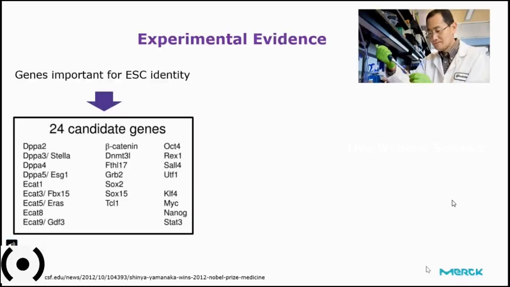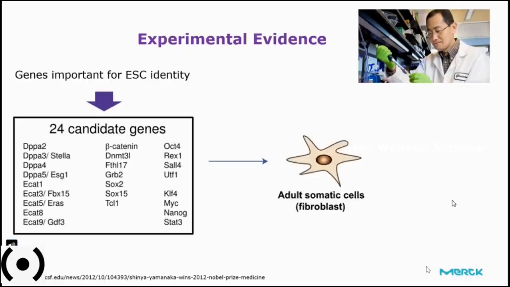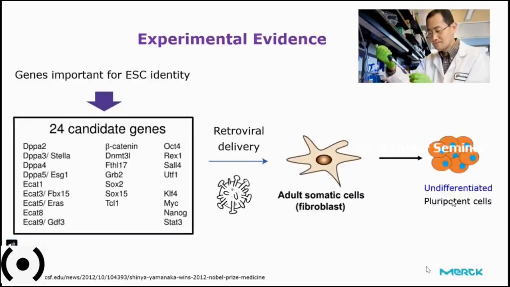So what Yamanaka did is, one by one, he delivered all the genes into normal somatic cells, that is fibroblasts, skin cells. He delivered one gene at a time by retroviral delivery into normal somatic fibroblasts, and then he evaluated whether the somatic cells converted into induced pluripotent cells or not. He did this one by one with all the 24 genes, and with different combinations and permutations, right?